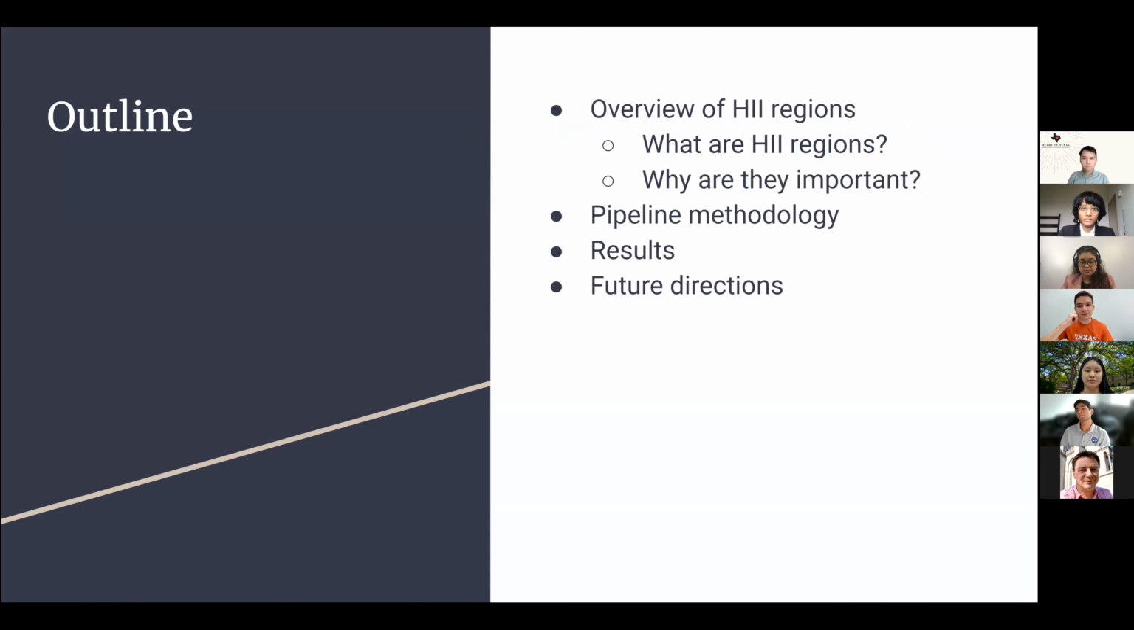So, outline of the project, overview of the presentation. So what are H2 regions and why are they important? We're going to talk about pipeline methodology, results, and future directions for this research.